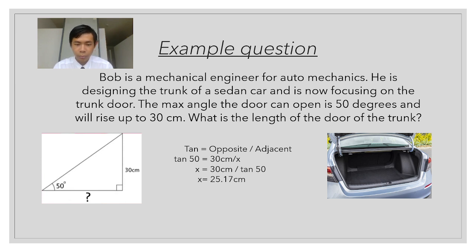And then we can proceed by using a calculator, entering the values 30 divided by tan 50, and then you will get 25.17 cm. That's all. Thank you.